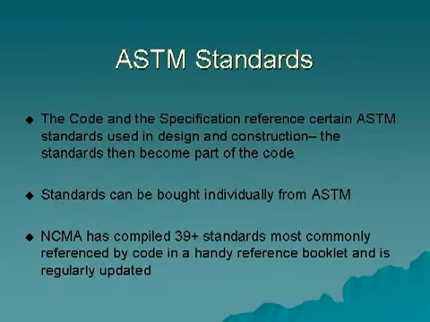The code and the specification reference ASTM standards and test procedures for materials that are used. These also become part of the code. Standards and test procedures can be bought individually from ASTM. The National Concrete Masonry Association has compiled 39 plus standards most commonly referenced by this code in a handy reference booklet that can also be purchased.